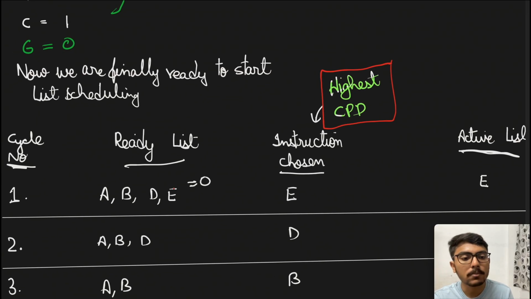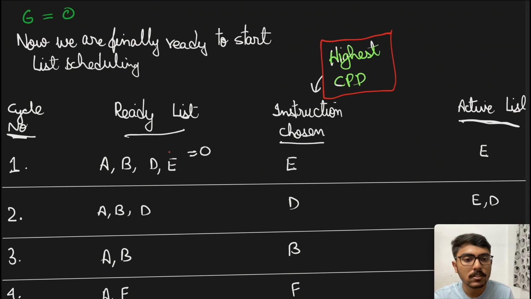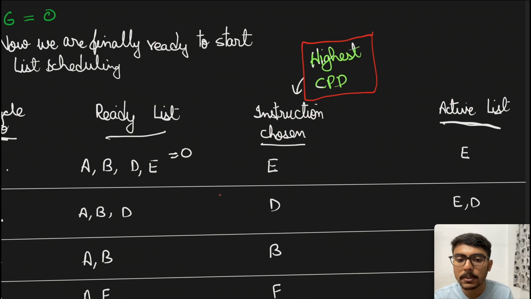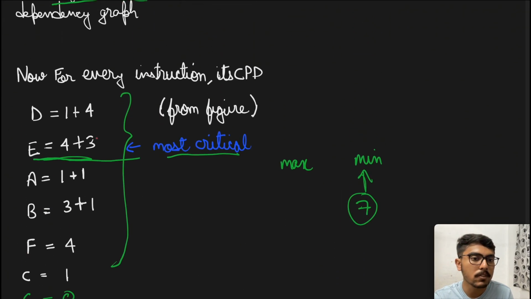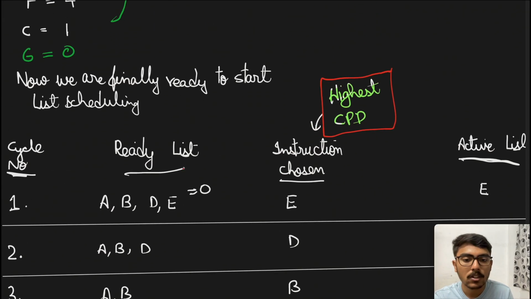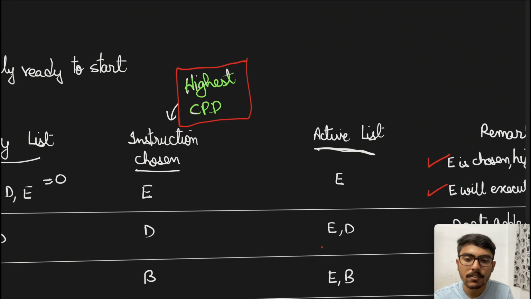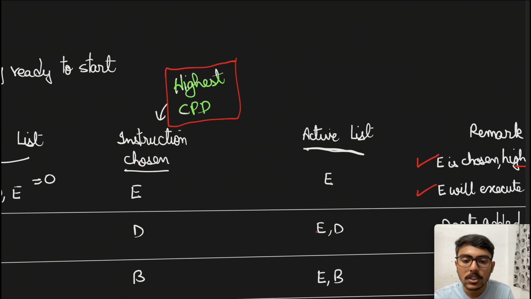Right, now we come to the next cycle. Since E was already sent into the active list, it will get removed from here, and now we have 3 instructions. Why 3? Because only 3 instructions as of now have dependency 0. So now we choose the next highest CPD, which is D. As you can see, the next highest CPD was D, which is 5. So we choose D and move it into the active list.